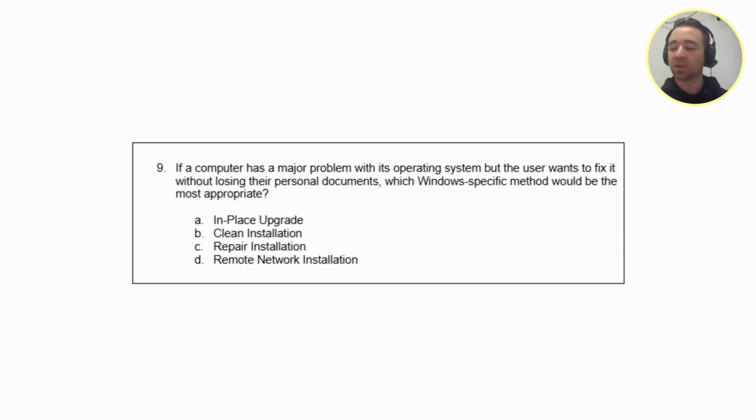The next question reads, if a computer has a major problem with its operating system, but the user wants to fix it without losing their personal documents, which Windows-specific method would be the most appropriate? Is it A, an in-place upgrade? Is it B, a clean installation? C, a repair installation? D, remote network installation? I'm going to take a sip of my coffee and then I'm going to go to the answer.